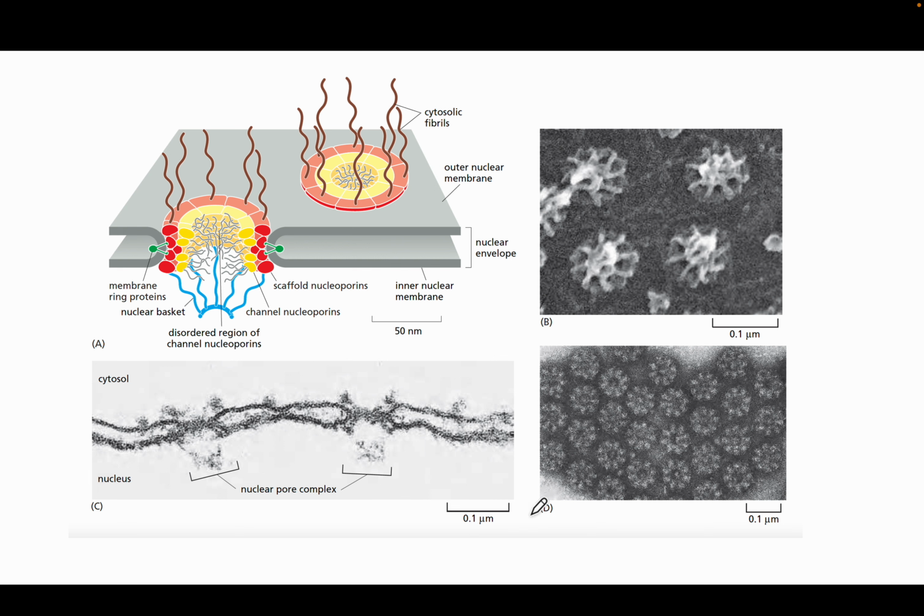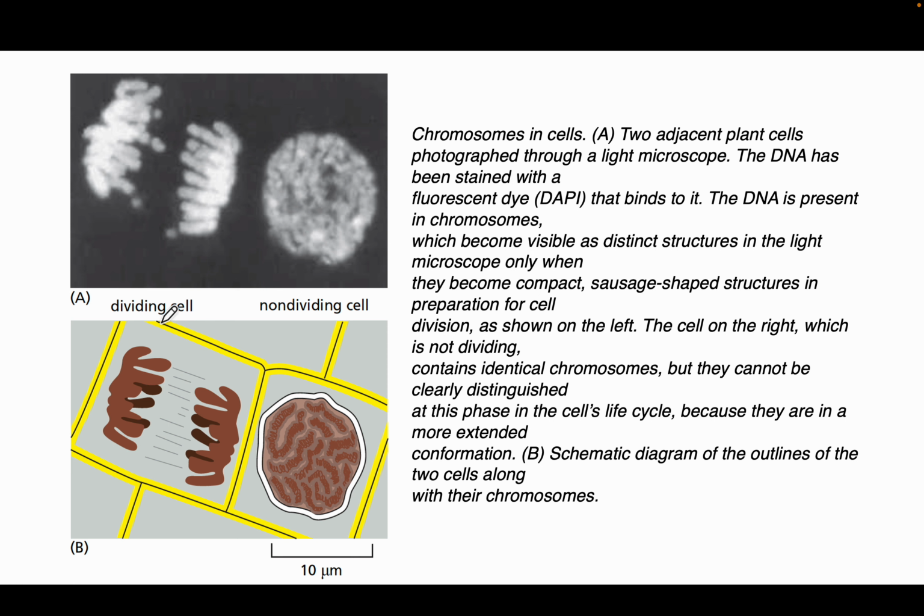So these are some EM images of nucleoporins or NPCs, nuclear pore complexes. Now coming to some basic discussion on cell division. So you can see some chromosomes in a cell, some diagrammatic images.